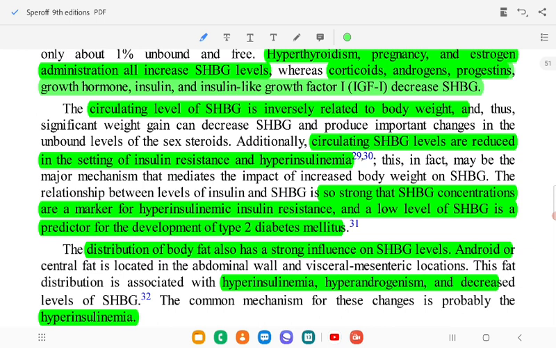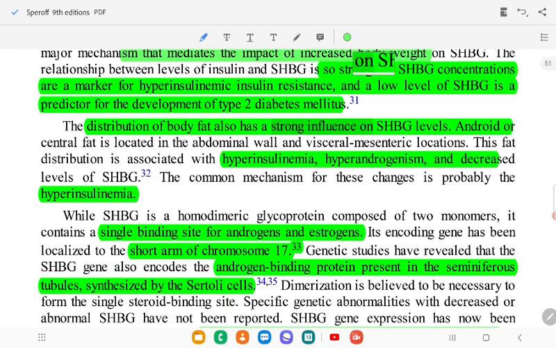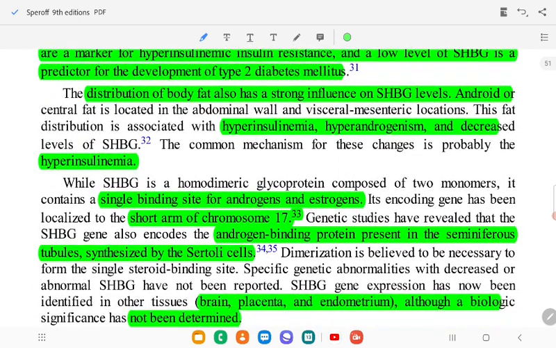Additionally, the circulating SHBG is also reduced in patients having insulin resistance and hyperinsulinemia. This, in fact, may be the major mechanism that mediates the impact of increased body weight on SHBG. The relation between the level of insulin and SHBG is so strong that SHBG concentration is a marker for hyperinsulinemia and insulin resistance. So a low level of SHBG is a predictor of the development of type 2 diabetes mellitus. The distribution of body fat also has a strong influence on the SHBG level. The android or central fat is located in the abdominal and mesenteric location. This fat distribution is also associated with hyperinsulinemia, hyperandrogenism, and decreased level of SHBG.